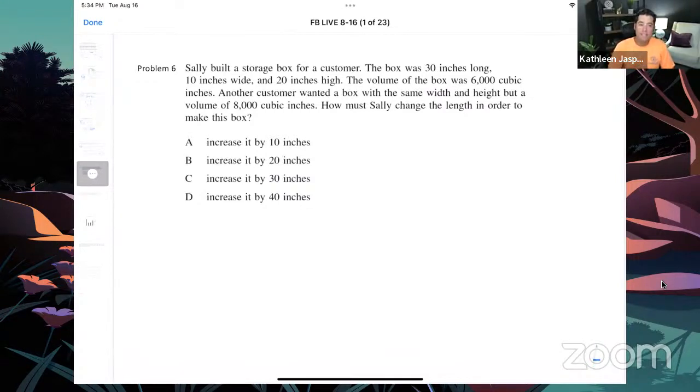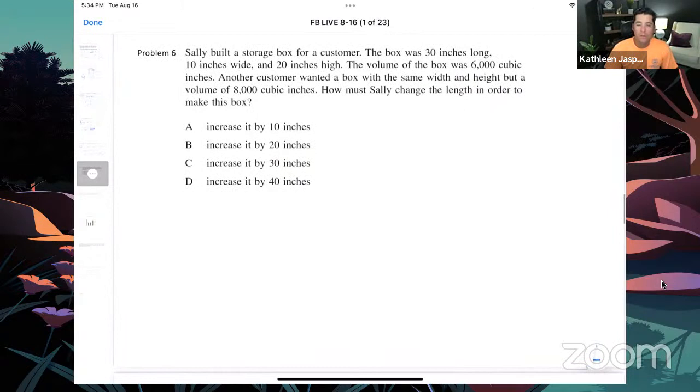Problem number 6 says, Sally built a storage box for a customer. The box was 30 inches long, 10 inches wide, and 20 inches high. The volume of the box was 6,000 cubic inches. Another customer wanted a box with the same width and height, but a volume of 8,000 cubic inches. How must Sally change the length in order to make the box?